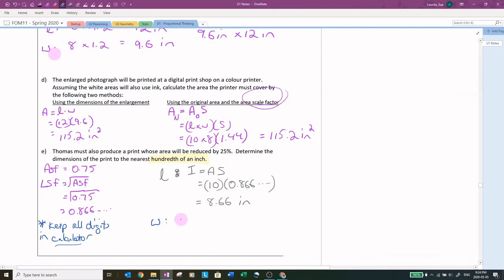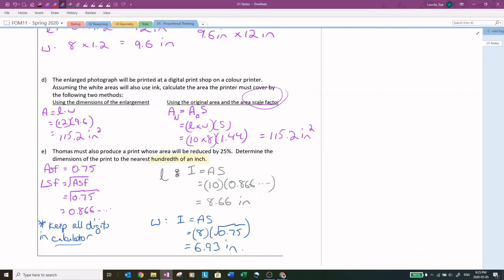for the width. The width is the image is actual times scale again. This time our actual is 8. And this time for our scale, we're actually going to put in the square root of 0.75. So you can put that in your calculator and then go times 8 or vice versa. And that gets you an answer of 6.93 inches. Okay? So there's our length and our width of the reduced photo.